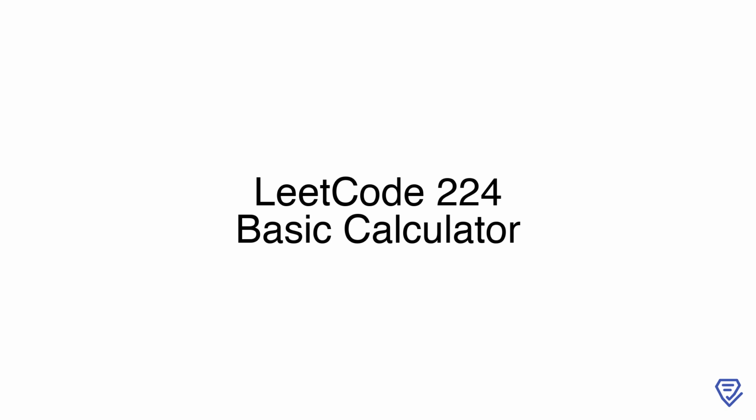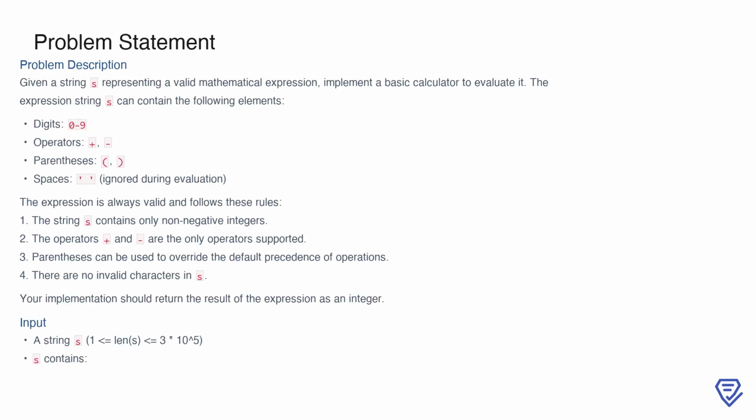Let's dive in. In this problem, we are tasked with implementing a basic calculator to evaluate a given string S that represents a valid mathematical expression. This expression can include digits from 0 through 9, two operators, addition represented by plus and subtraction represented by dash, parentheses to manage operation precedence, and spaces which should be ignored during evaluation. The problem guarantees that the input string is valid, meaning it contains no invalid characters and follows the specified rules. The goal is to compute and return the result of the expression as an integer.